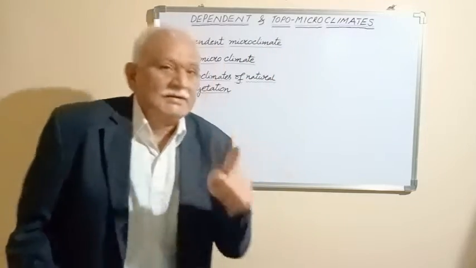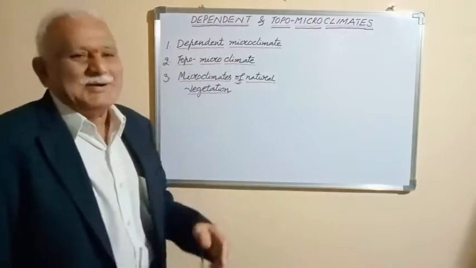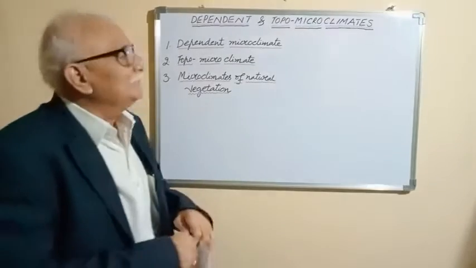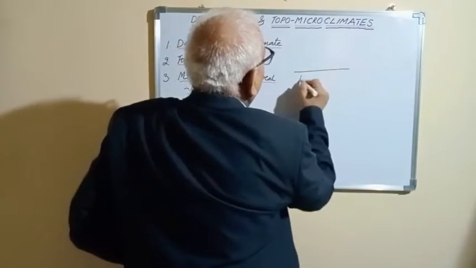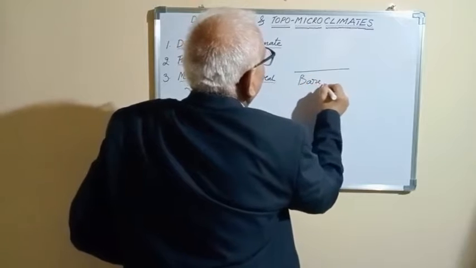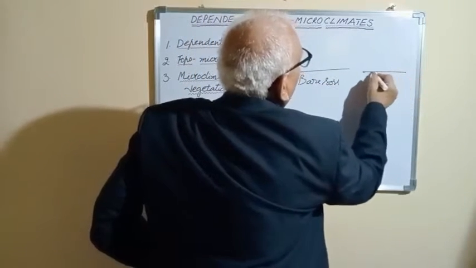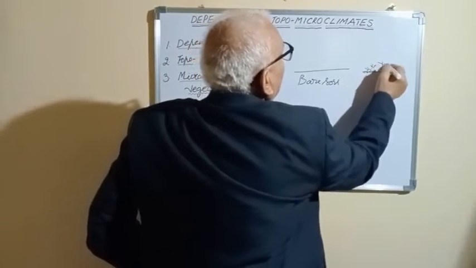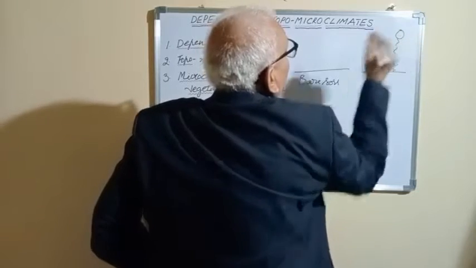Now, in this class, we try to understand dependent microclimate. What is dependent microclimate? It's very interesting. Now, see, if a bare soil is there, and we have sown the seeds inside the soil, as the crop grows, what will happen? The crop interferes with the solar radiation.